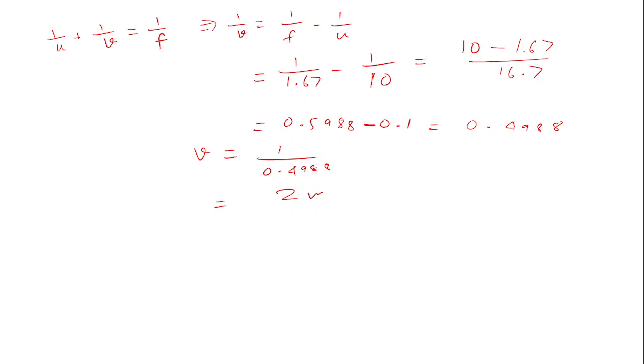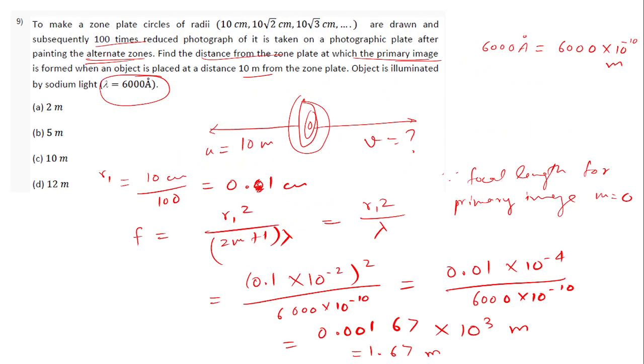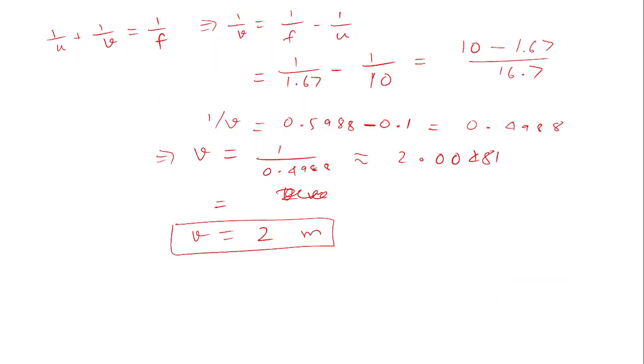Let me just check. 1 divided by 1.67 is 2.598, and this is 0.1. We'll subtract, we get 0.498. 1 divided by 0.498. So we'll be getting V, this is 1 over V. So V will be 2.00481. Okay. That means V we can write as 2 meters. So the primary image will be formed at 2 meters. The correct answer is 2 meters.